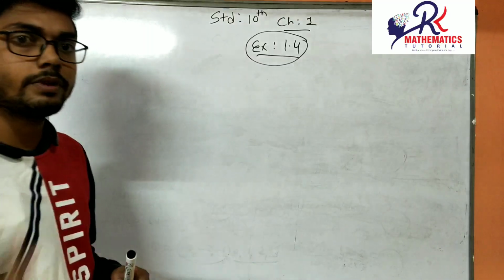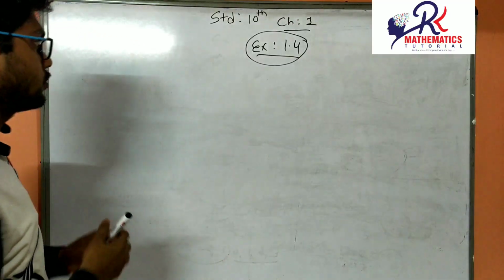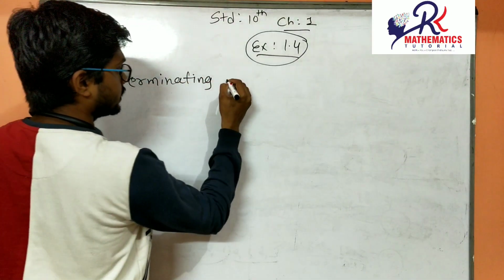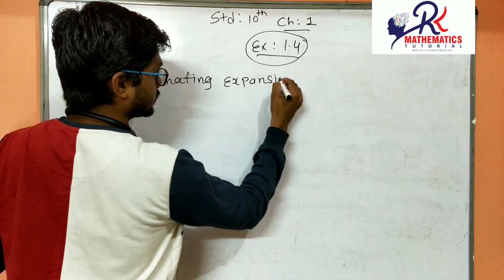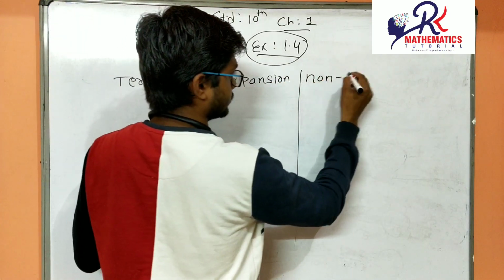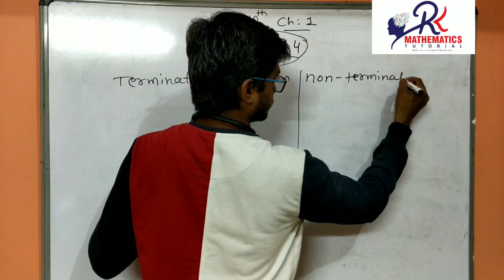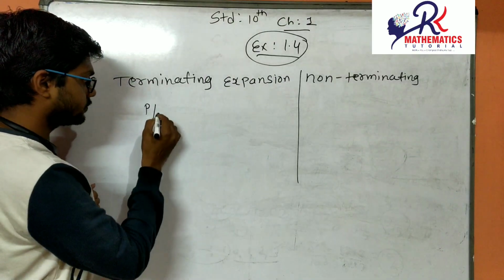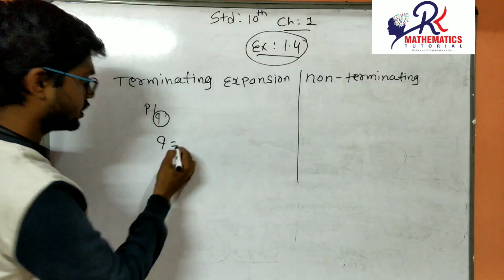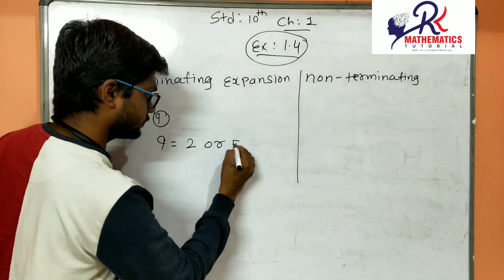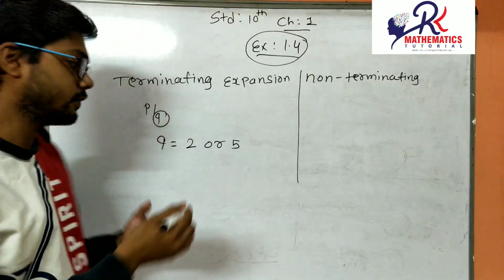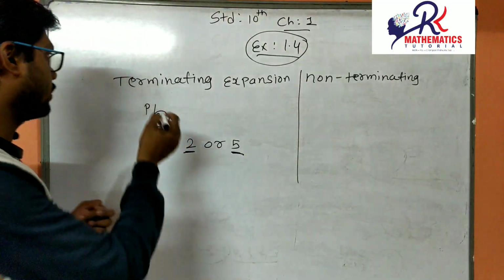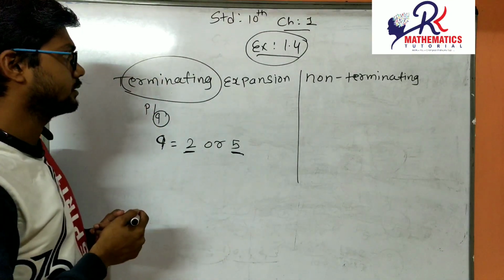So before solving the numericals of 1.4, we have to see two theories: terminating decimal expansion and non-terminating expansion. For terminating, suppose we have a rational number given as p by q. Here our denominator q is always a multiple of 2 or 5, or both 2 and 5. If our q is a multiple of 2 and 5 only, or 2 or 5, then we can call it a terminating decimal.